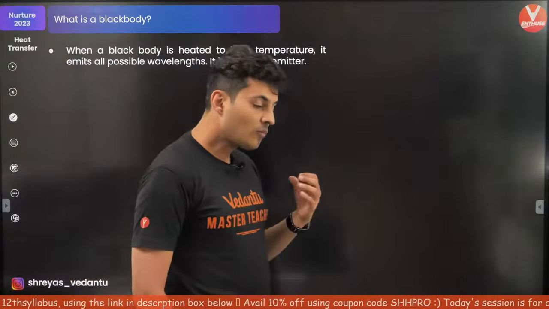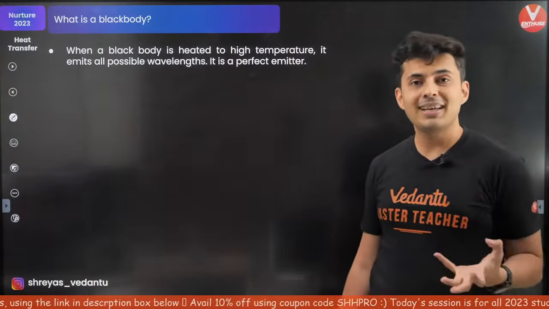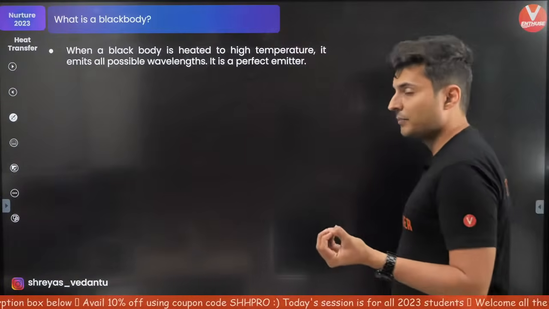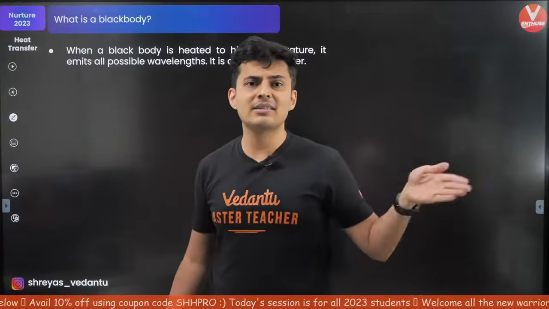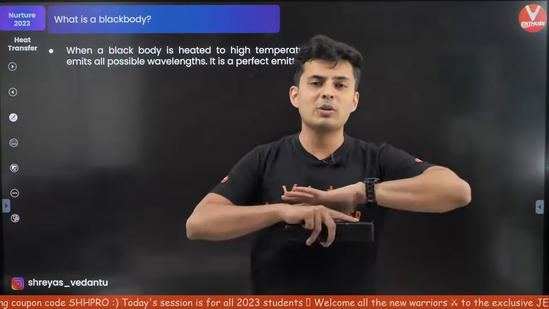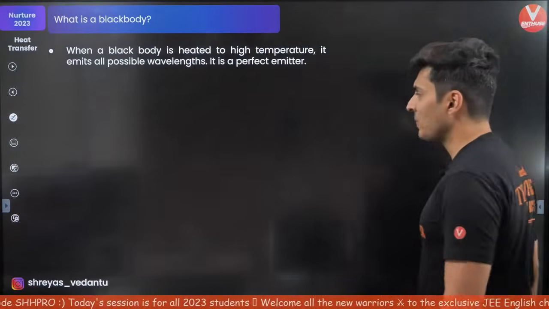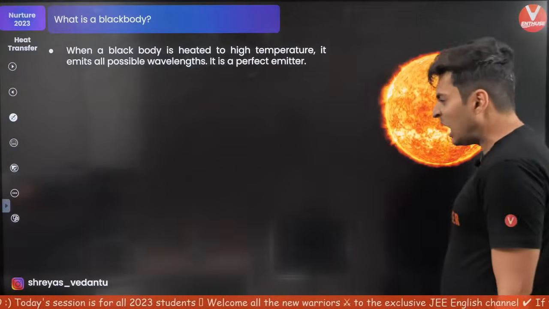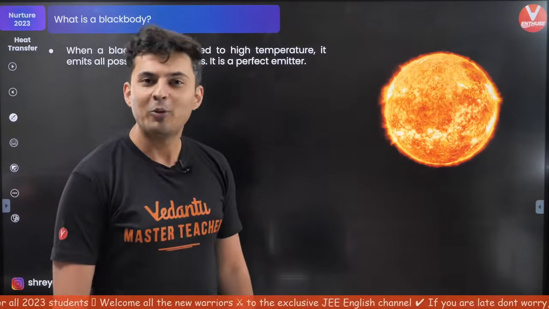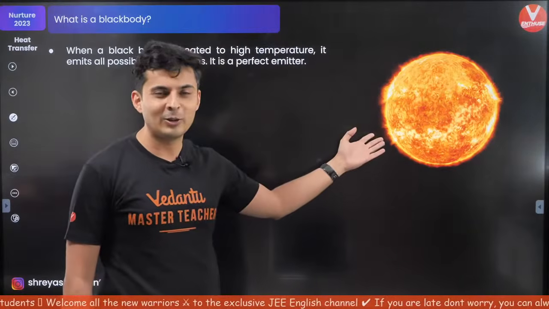Now, like I said, a black body can also emit from itself, and depending on the temperature, you will see different colors coming out of it. But when you heat it to very high temperature, you will see almost all the wavelengths coming out of it, and it will look something like this. Our sun is a black body. You'll be like, what? Sun is a black body? I thought it was a yellow color body.